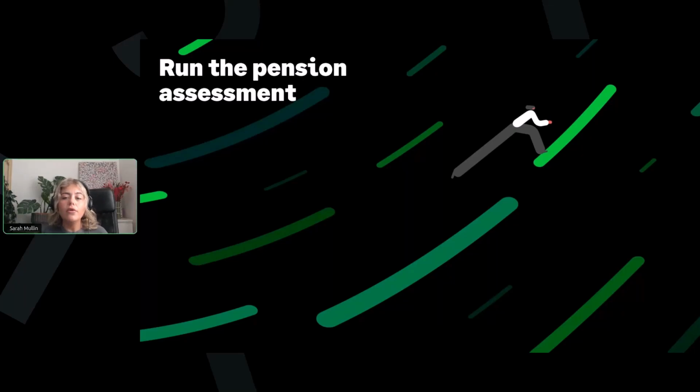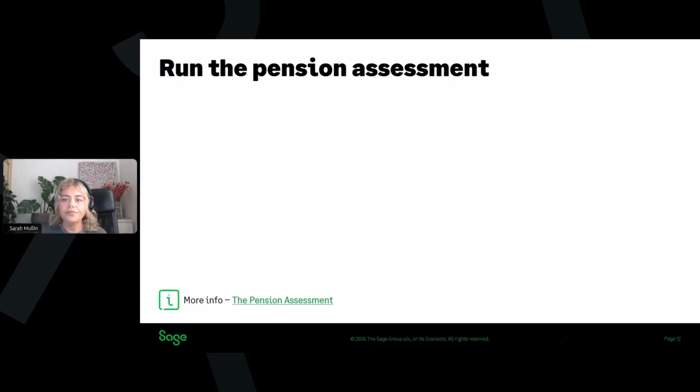So now that we know when to run the assessment, let's move on to how to run it. The good news is there's really not a lot that you need to do. It is simply clicking on the pension assessment option. But as I said, it is really important to make sure you've done things in the right order to allow the assessment to work accurately. So here are the key steps to check.